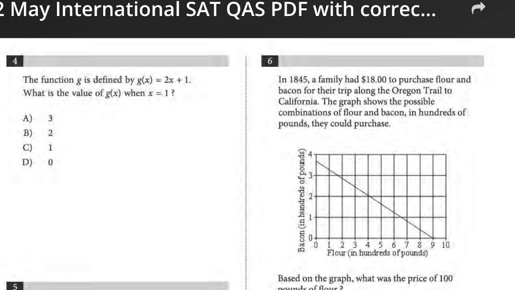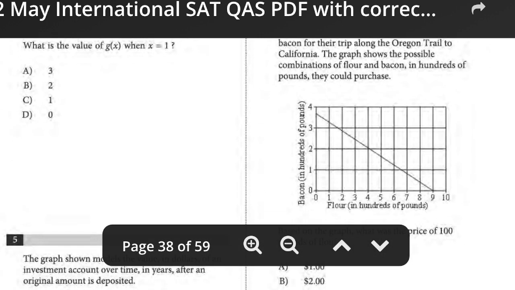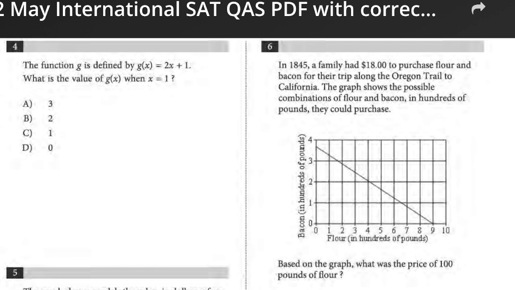The graph shows the possible combinations of flour and bacon that they can purchase. So if they have $18, it looks like if they're only purchasing bacon, no pounds of flour. Well, this is 100 pounds of flour. They're looking at about 375 pounds of flour for $18, which is a pretty good deal, I guess. I mean, 1845 money is a lot more than $18 now.